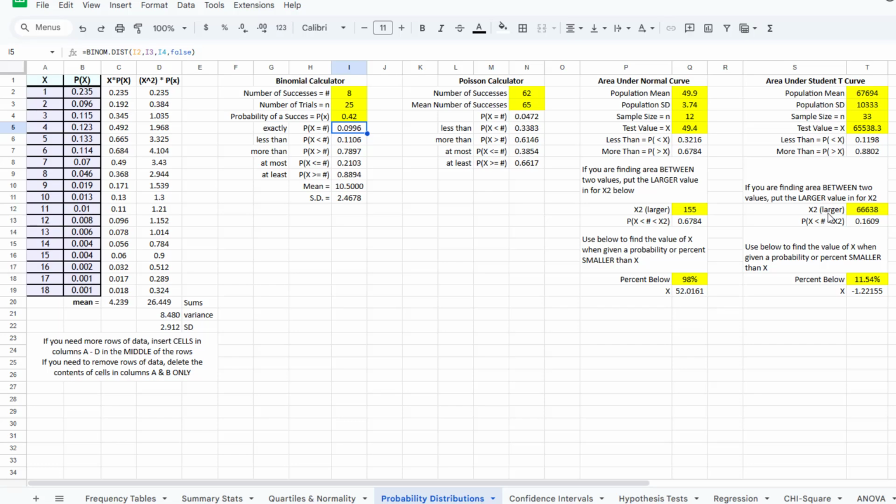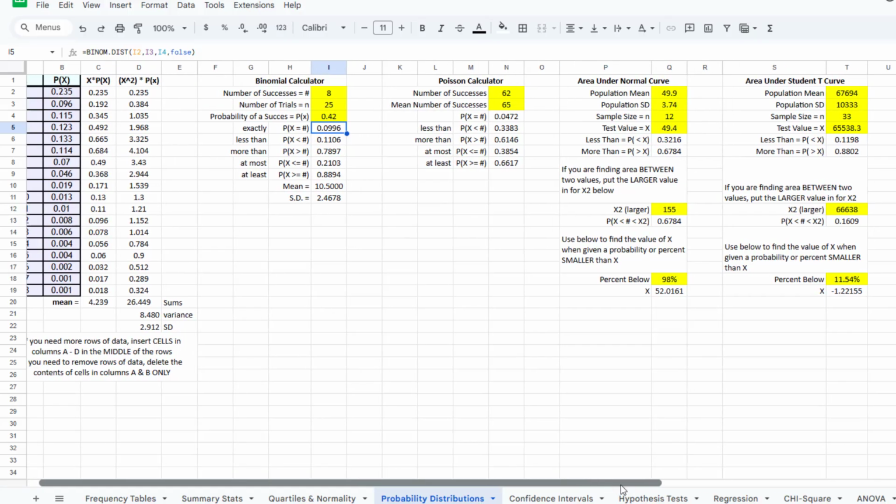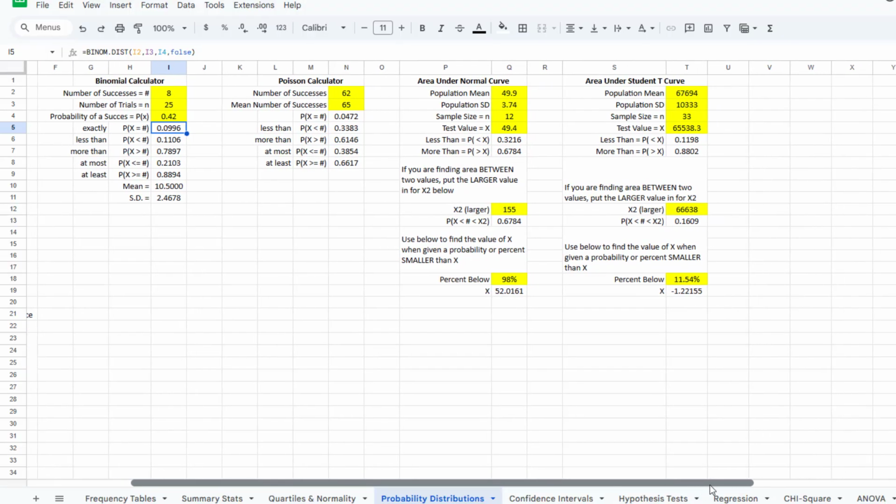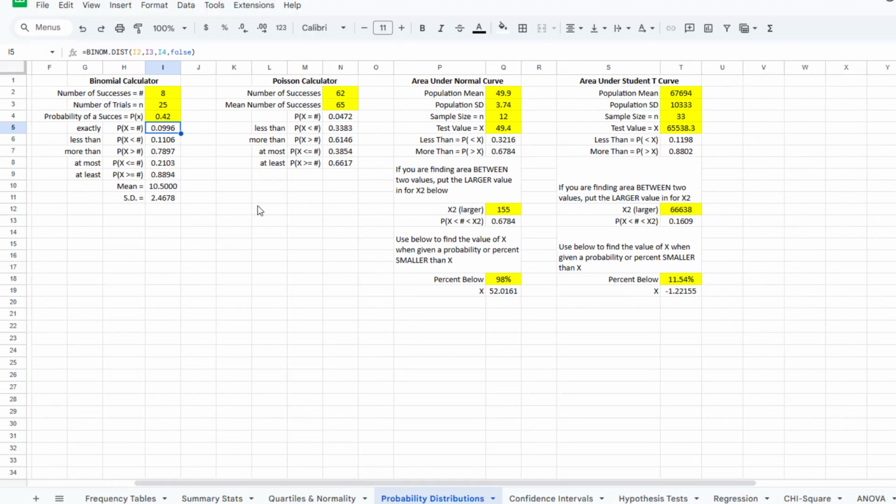All right, in today's lesson, we're going to look at how to set up some Excel calculators that will work with various probability distributions, specifically the binomial, the Poisson, and the normal curve and the t-curve. Okay, so first we'll look at the discrete probability distributions, the binomial, and we'll just call it the P calculator or the Poisson calculator. But in any case, I've set up my template, right?